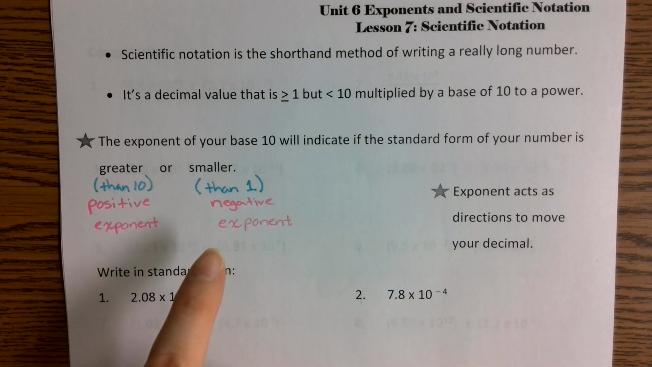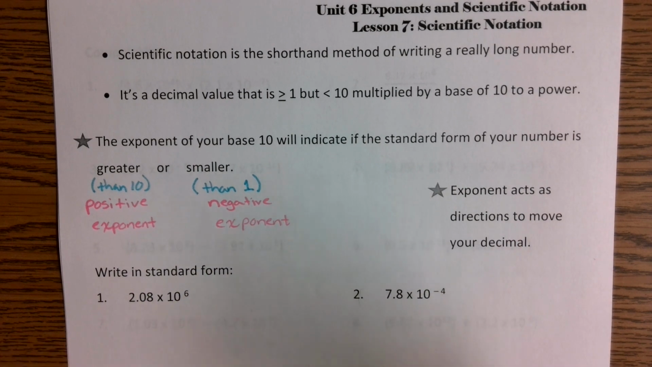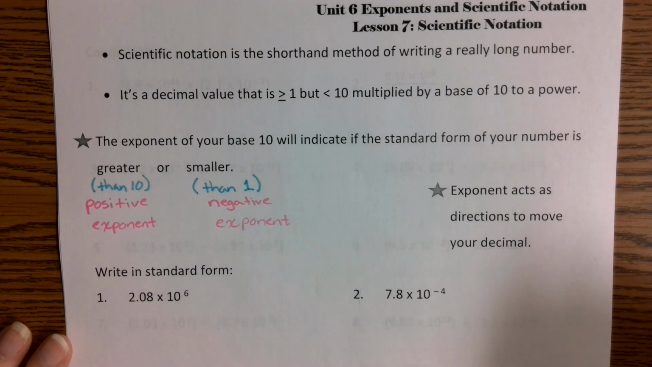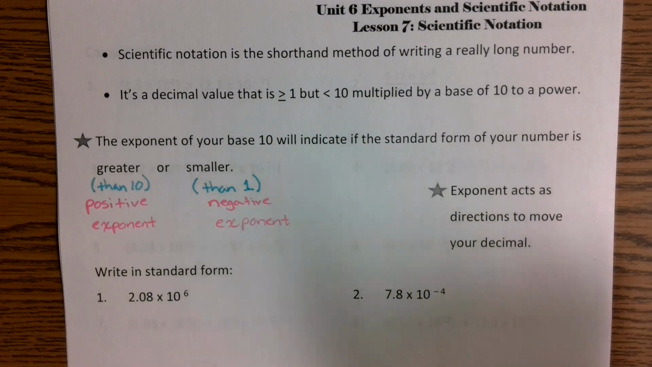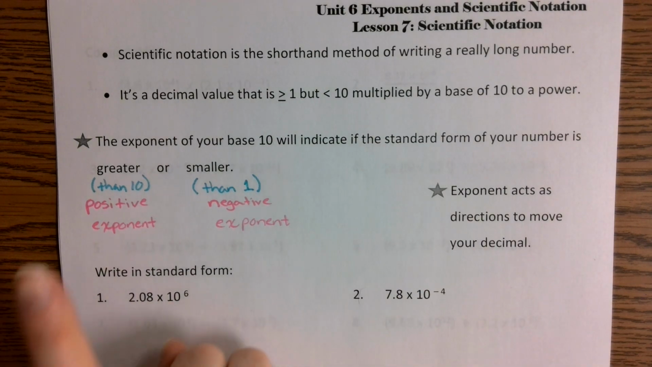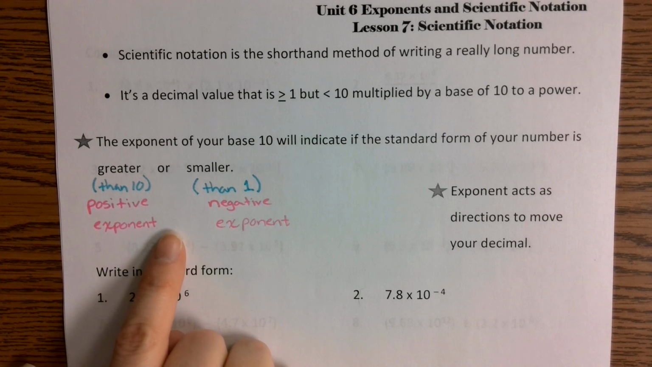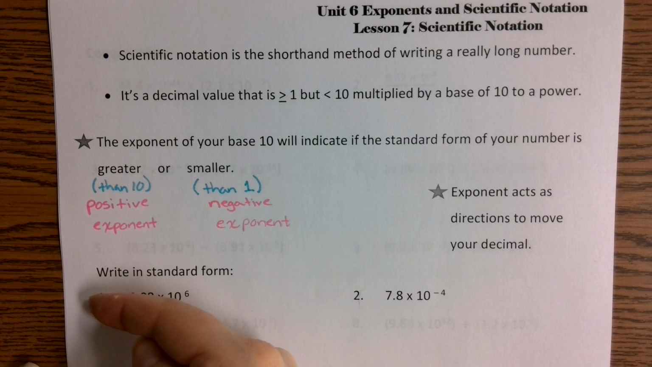Okay, so this is very important to understand. Your exponent is going to act as a direction for how you move your decimal. When you're going from scientific notation into standard form, your exponent will be the GPS. It's going to tell you whether you're moving your decimal to the left or to the right. Obviously, if it's a positive exponent, what direction do positives go? To the right, and the negatives go to the left.